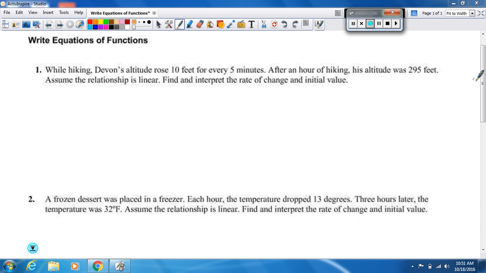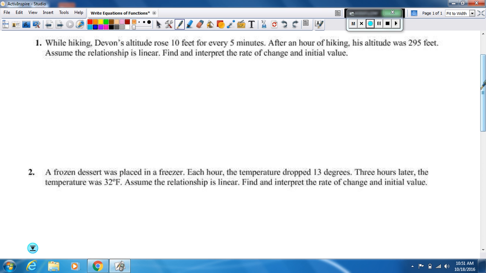Writing equations of functions. While hiking, Devin's altitude rose 10 feet for every 5 minutes. Well, if he's doing 10 feet for every 5 minutes, that means he is hiking 2 feet per minute. Remember, there's the word per in there. That's important in a minute.